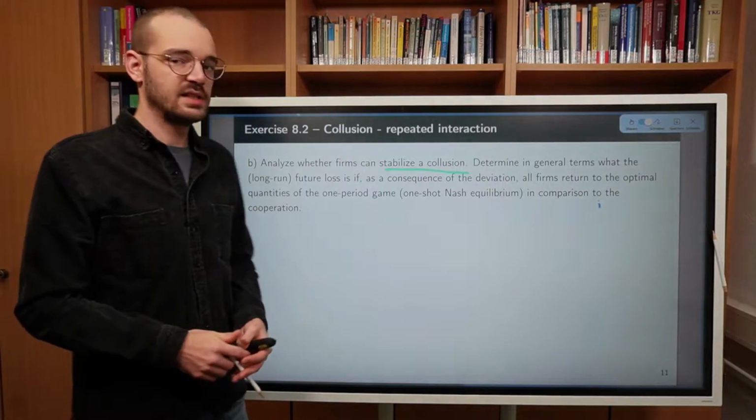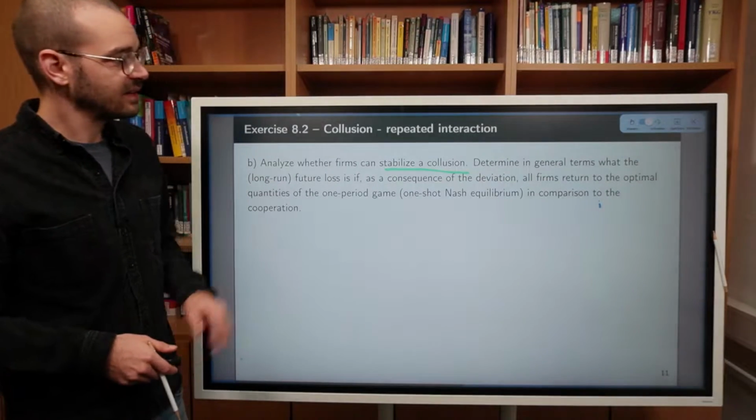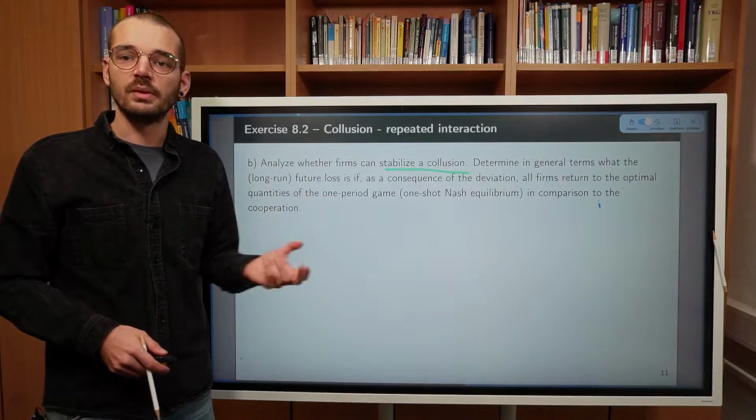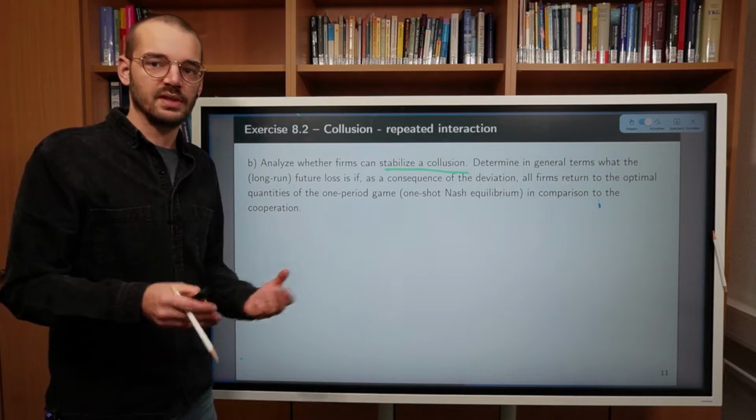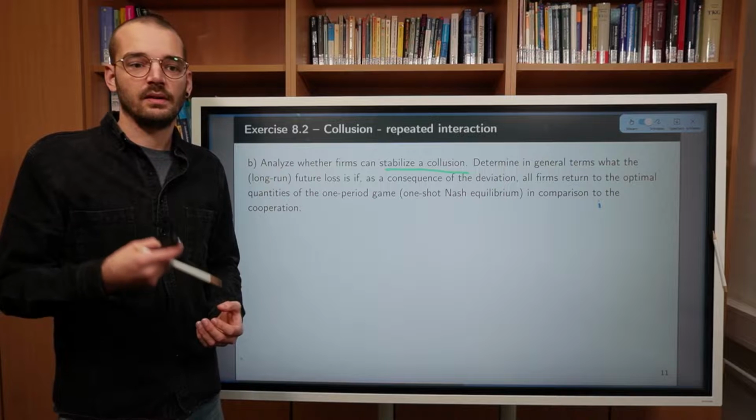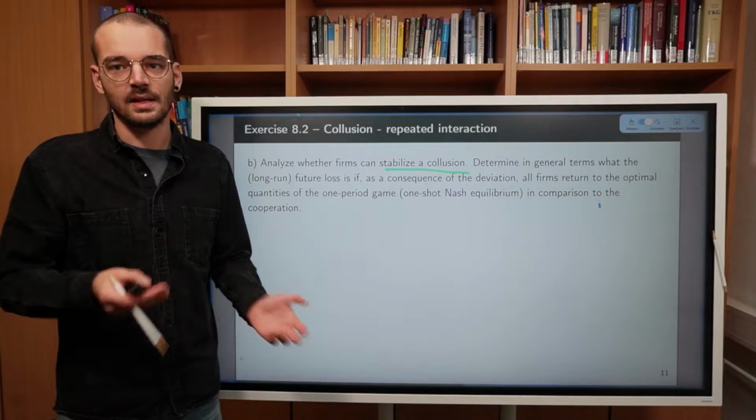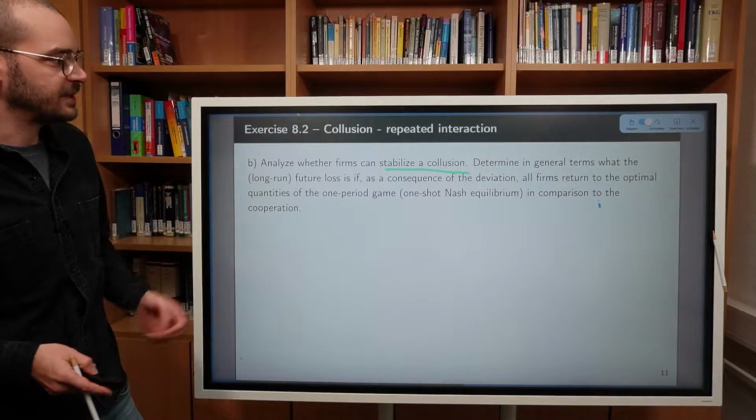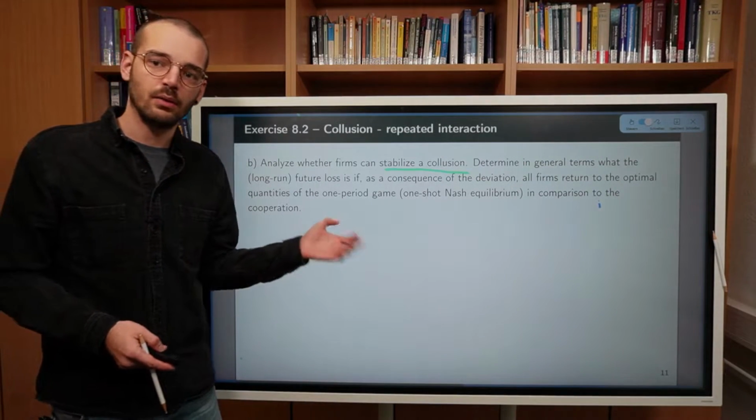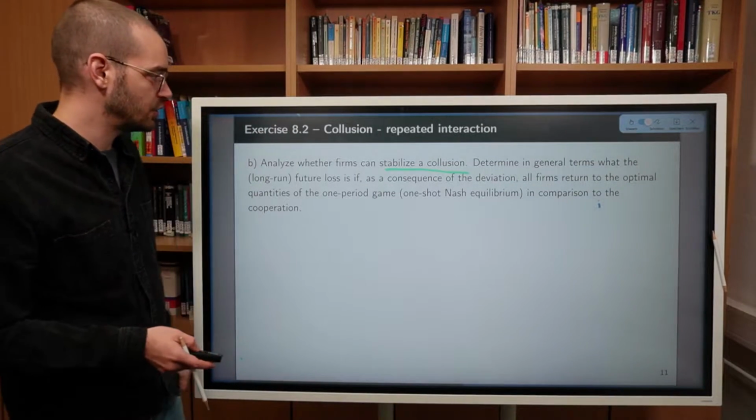This strategy, of course, is nothing we came up with. Instead, this assumption is called a Grim trigger strategy. So Grim trigger strategy in a sentence would be, in case deviation happens, all firms revert to competition in subsequent periods. All right, we are going to assume for this exercise and for all the coming exercises that all firms are sticking to this Grim trigger strategy.